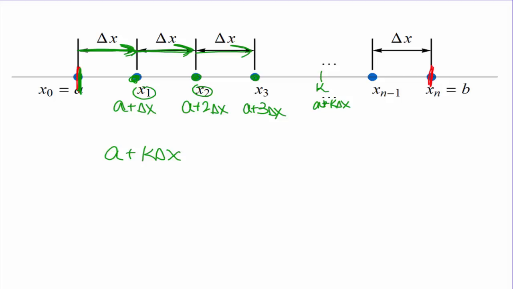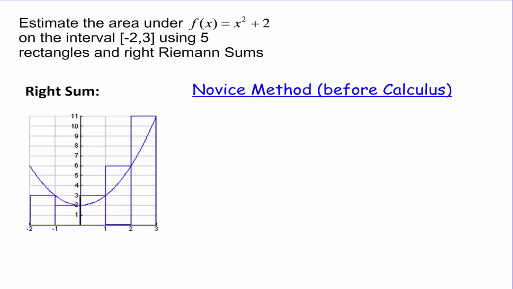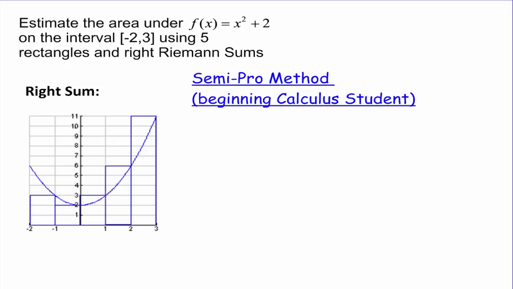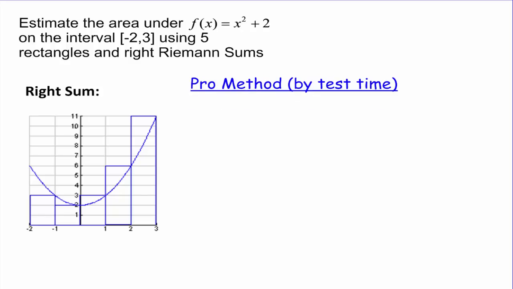Okay, let's make this more concrete. All right, so here we are, example time. Our example is, estimate the area under f of x equals x squared plus 2 on the interval from -2 to 3 using 5 rectangles and right Riemann sums. Now for the fun of it, or because I think it will help you, we're going to do this 3 different ways. First, we're going to do it the novice, before calculus, I'm in first grade type way. Second, we're going to do it the way you probably feel comfortable with right now. And then we're going to do it the way you're supposed to do it with all of the algebra and all of that stuff in the sigma notation. Sound like a plan? Okay.